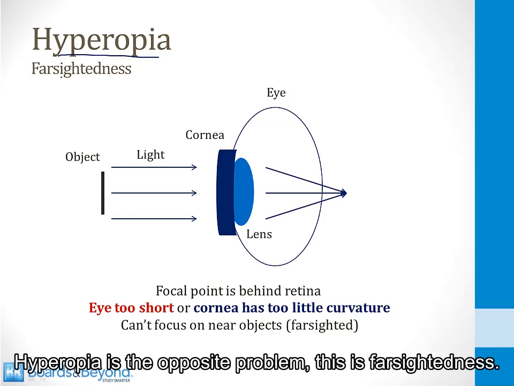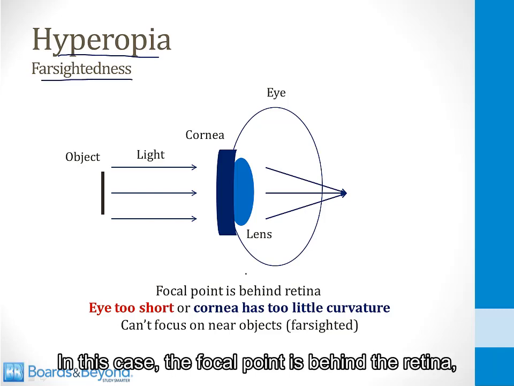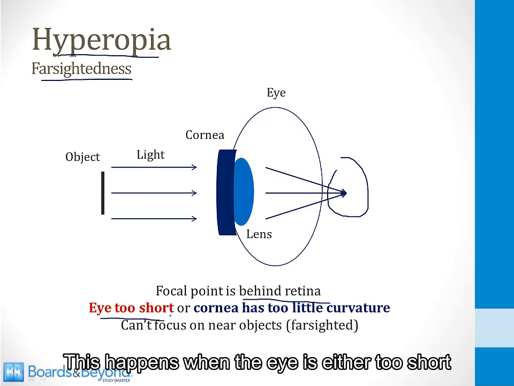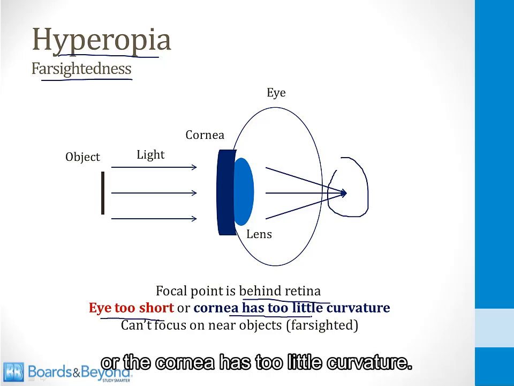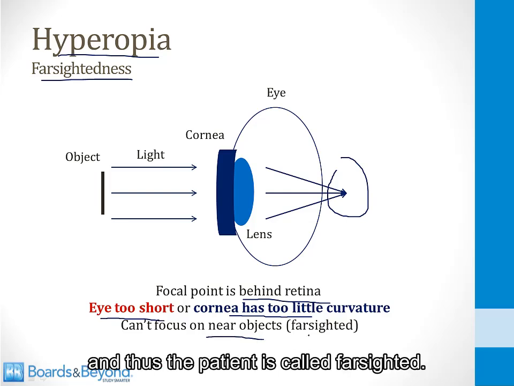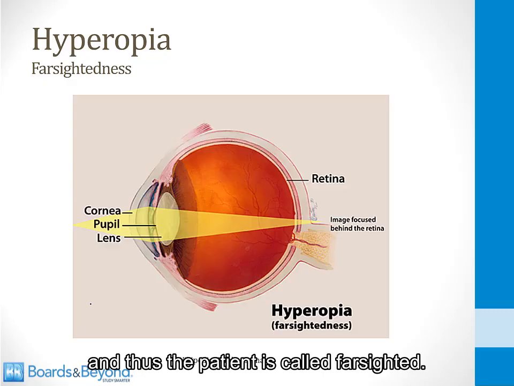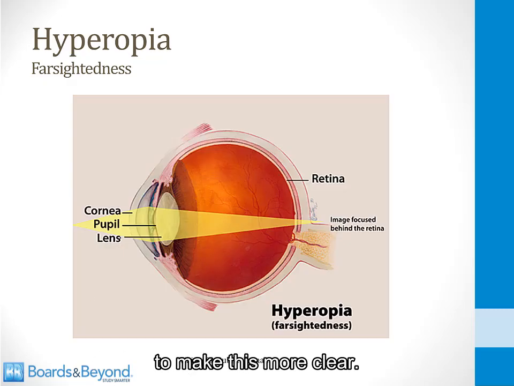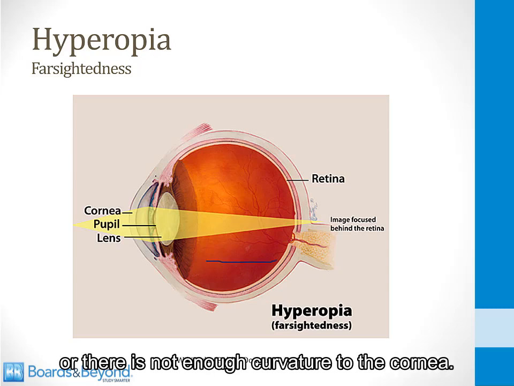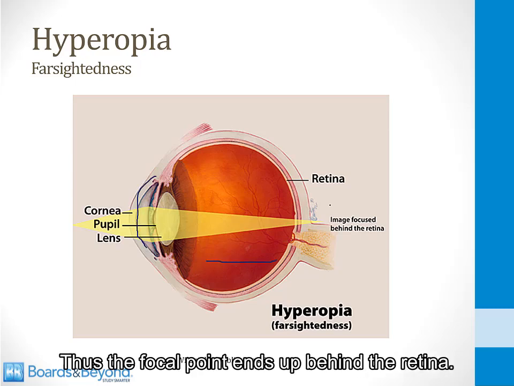Hyperopia is the opposite problem. This is farsightedness. In this case, the focal point is behind the retina, as I've shown on the screen here. This happens when the eye is either too short or the cornea has too little curvature. This results in eyes that cannot focus on near objects, and thus the patient is called farsighted. And once again, here's another picture to make this more clear. You have an eye that is either too short or there is not enough curvature to the cornea, thus the focal point ends up behind the retina.